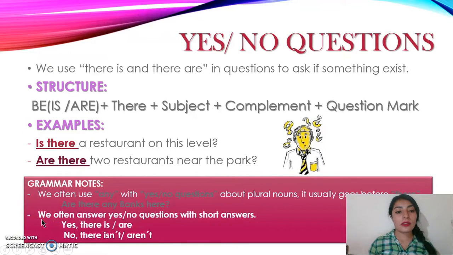Another grammar note is that we often answer yes/no questions with short answers. So, is there a restaurant on this level? An affirmative possible answer could be: yes, there is, or negative: no, there isn't. Are there two restaurants near the park? Yes, there are. No, there aren't.